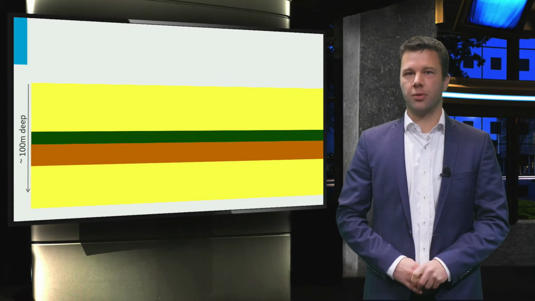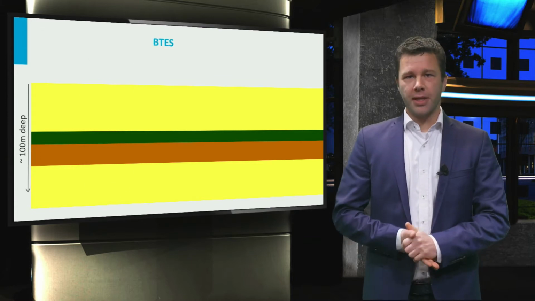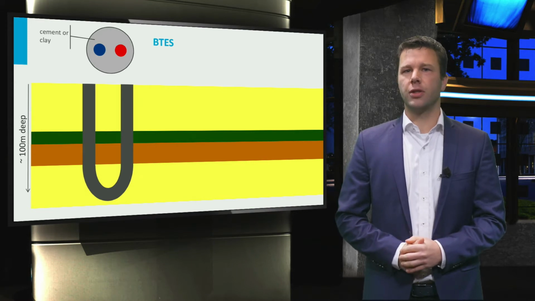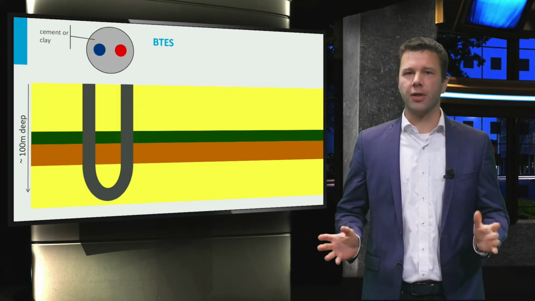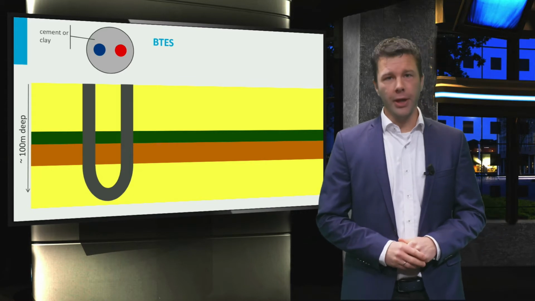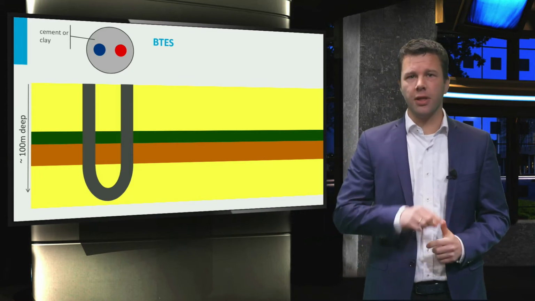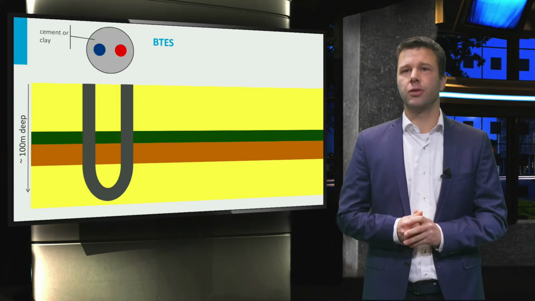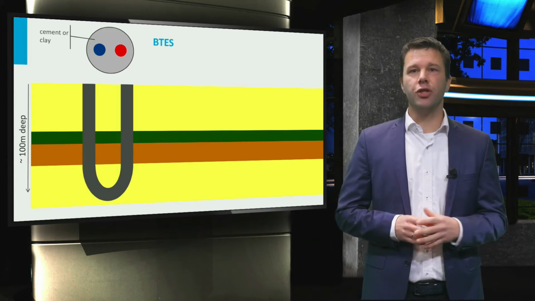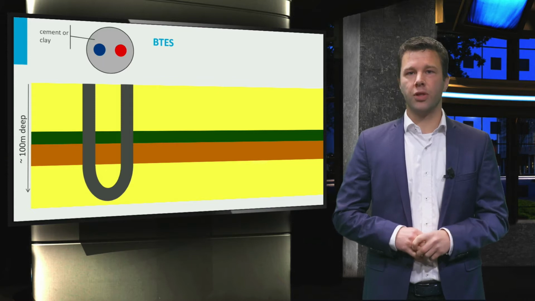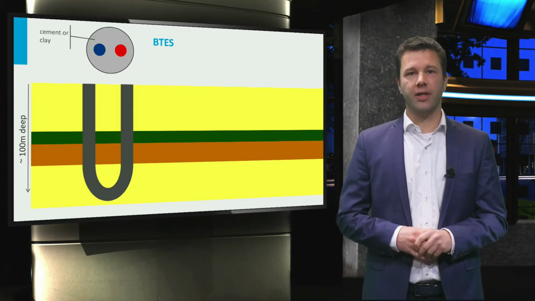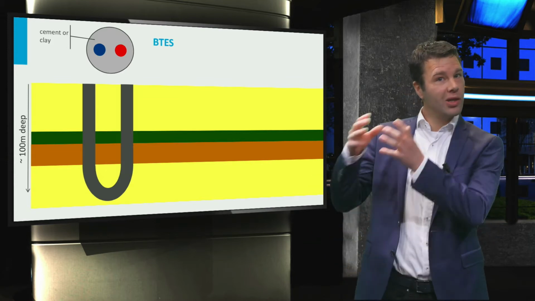BTES systems consist of a set of tubes in the underground through which a medium circulates, exchanging heat with the surrounding sediments. These tubes are a couple of centimeters thick and are placed in a borehole with a diameter of about 15 centimeters. The space between the tubes and the borehole wall is filled with cement or clay to enhance heat exchange and to prevent groundwater from flowing from one layer to another.